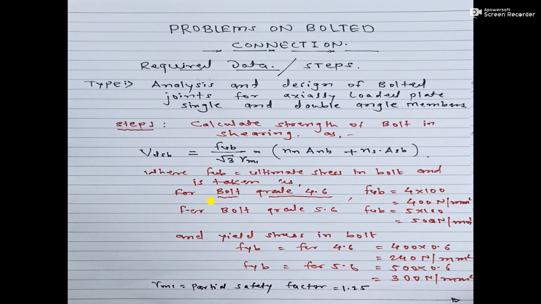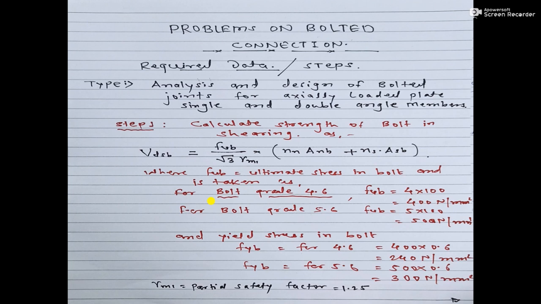VDSB. This is the standard notation for the shear strength of a bolt, where V is the shear force, D for designed, S for shear strength, B for bolt. Designed shear strength of a bolt is given by FUB upon root 3 into gamma MB into bracket Nn Anb plus Ns Asb. Here FUB means ultimate stress in bolt.